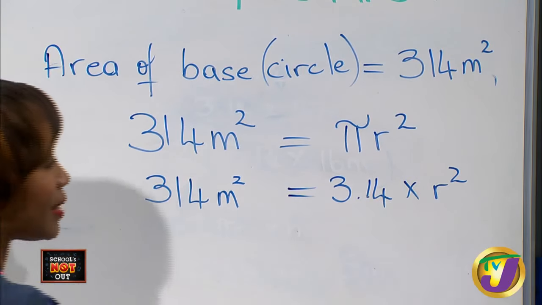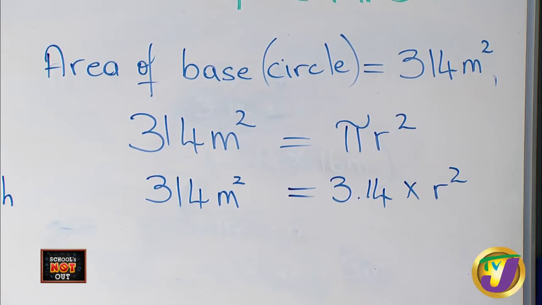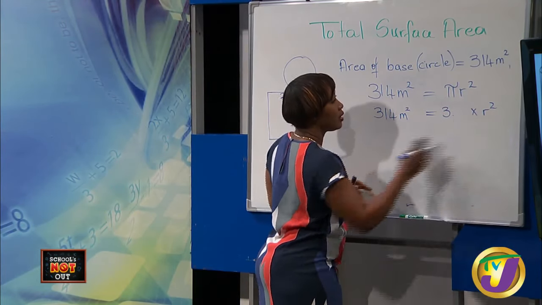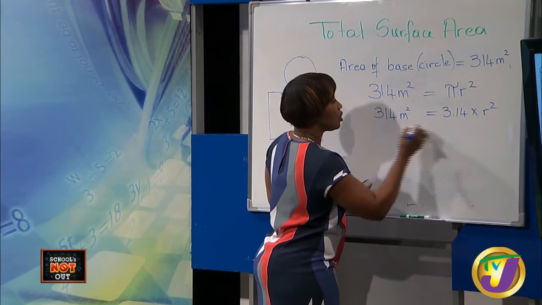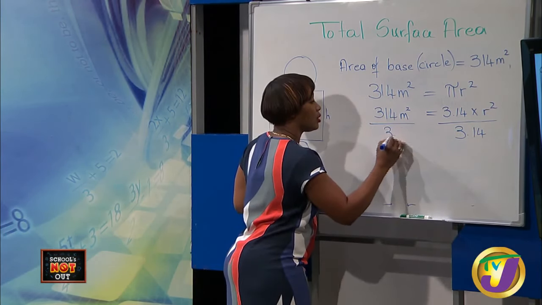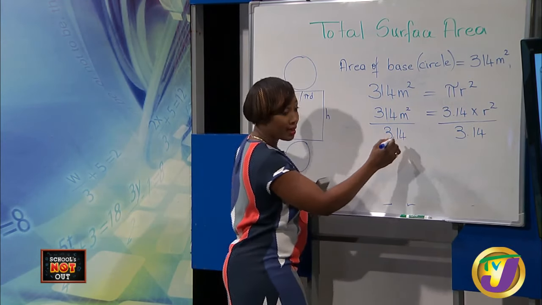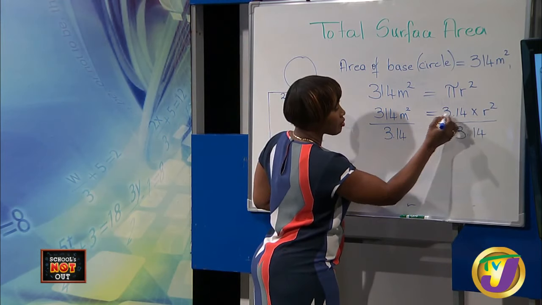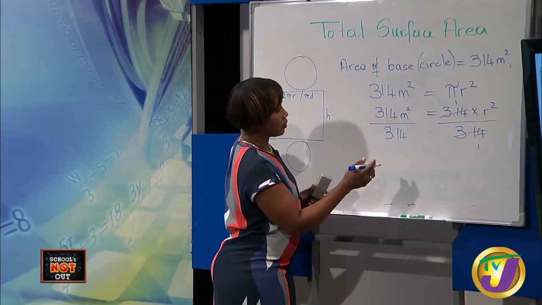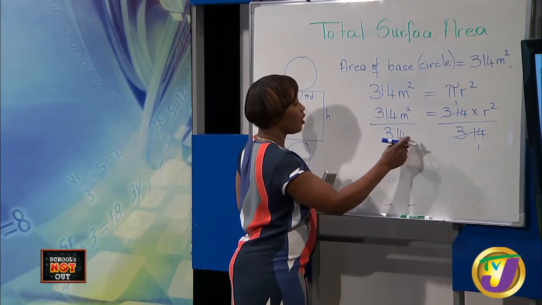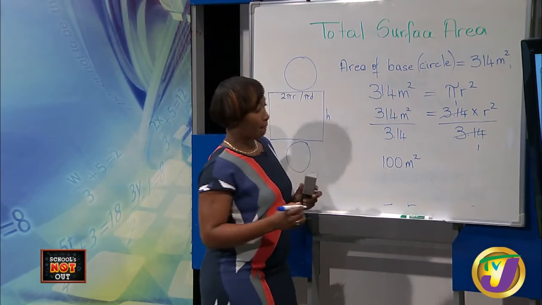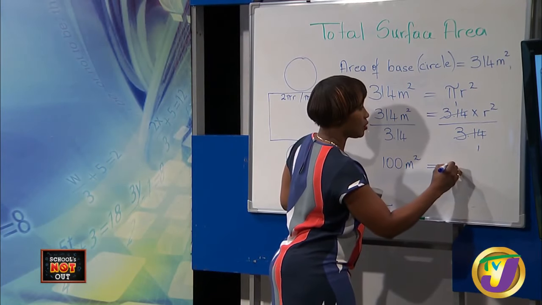We want the r all by itself because we're trying to make r the subject of this equation. So the opposite of multiplication, as what is being done here, is division. So we are going to divide both sides by 3.14 because we want r to stand on its own. So 3.14 divided by 3.14 gives us 1. 314 square meters divided by 3.14 will give us 100 meters squared.